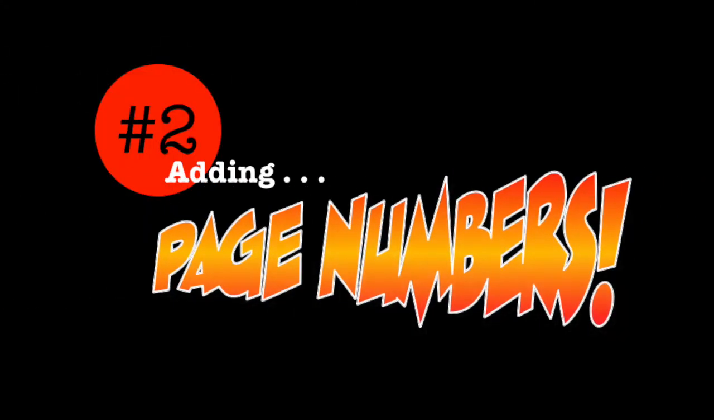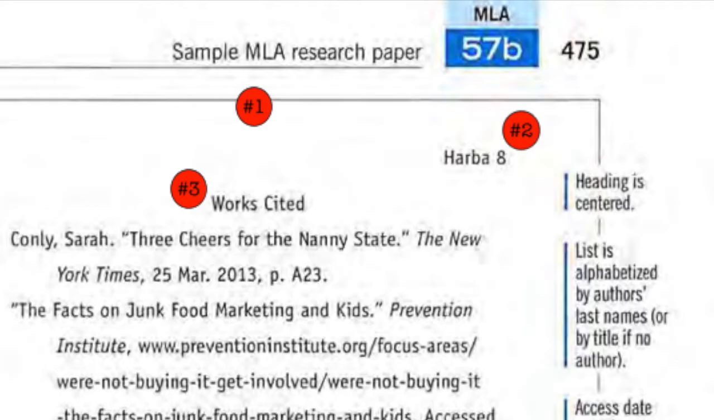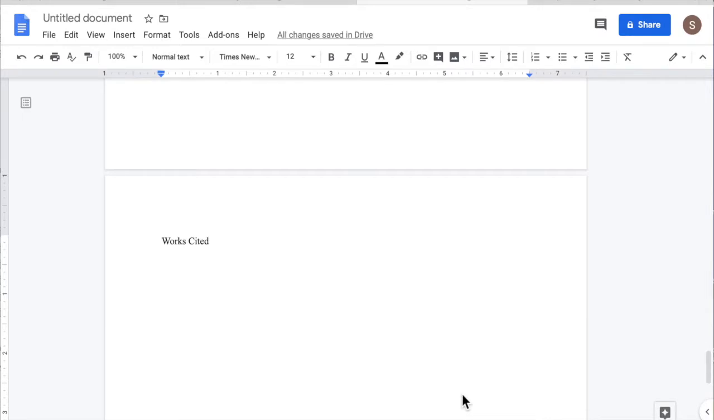Point number 2 is the page number. The Works Cited page should be numbered just like the rest of your essay. In this case, following MLA format, that page number is the standard last name, space, and then page number. Right? Notice that there's no comma between the name and page number. If you're using Google Docs automatic page numbering function, this will already be done.